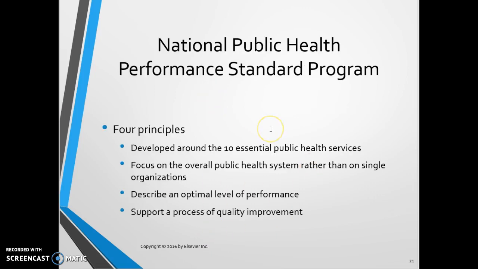The National Public Health Performance Standard Program got 4 principles which we need to be looking at. They developed around 10 essential public health services, and we're going to see that wheel. We have a focus on overall public health systems rather than one single organization, describe an optimal level of performance, and support a process of quality improvement.